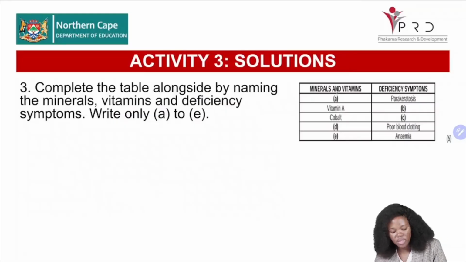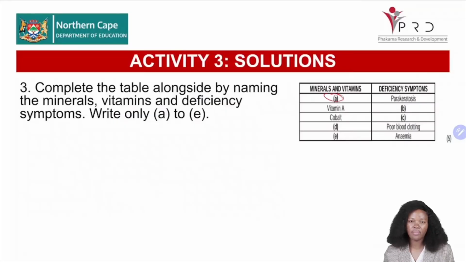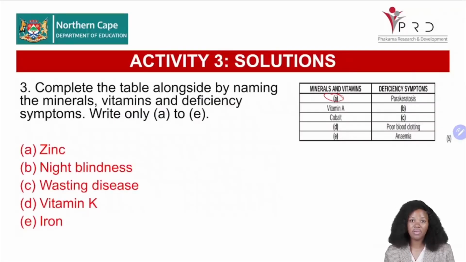Now, A, there is parakeratosis, right? We need a vitamin or a mineral that causes a deficiency symptom such as parakeratosis, and that will be zinc, right? That is a mineral. And then for vitamin A, B, you need to provide the deficiency symptoms that is night blindness, right? For cobalt, you provide the deficiency symptoms that will be the wasting disease, right? For D, you provide the mineral or the vitamin that will be vitamin K, right? And the last one, you also provide the mineral or vitamin that is causing anemia, and that will be iron.